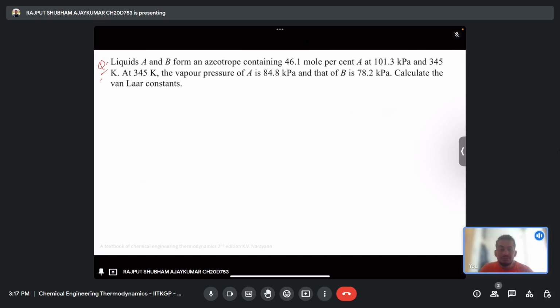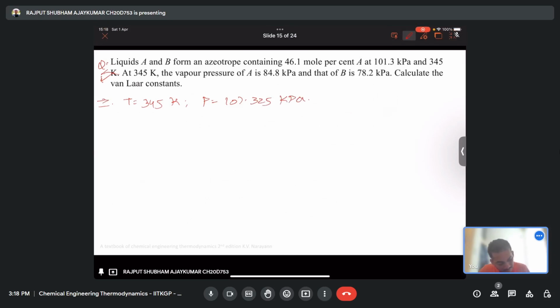The first question states something like this: liquids A and B form an isotopic mixture which contains 46 mole percent of A at atmospheric pressure of 101.325 kilopascal and 345 Kelvin. So we will write down what is given. Temperature is 345 Kelvin. Pressure is 101.325 kilopascal.